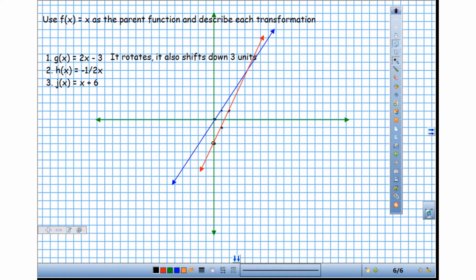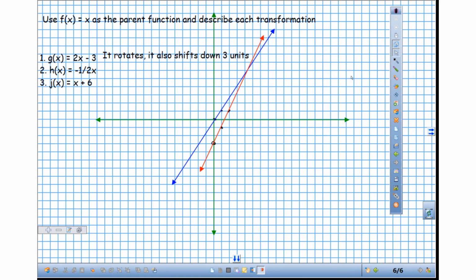Okay, so let's take a look at the next one here. Let me go ahead and just move this over just a little bit for you so you can see it. All right, let's look at the next one. All right, so we want to do h of x equals negative 1/2 x. So that tells me I'm going to start at 0 because there's no b. I'm going to go down 1 and over 2. Let's plot that one in pink.